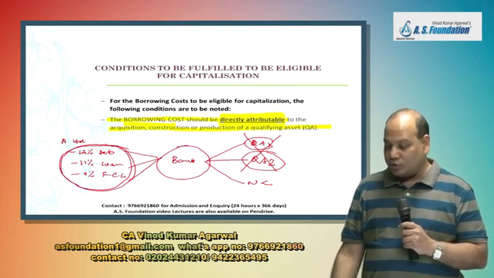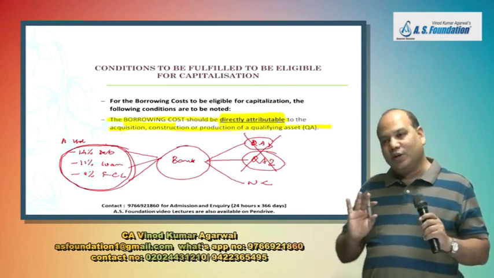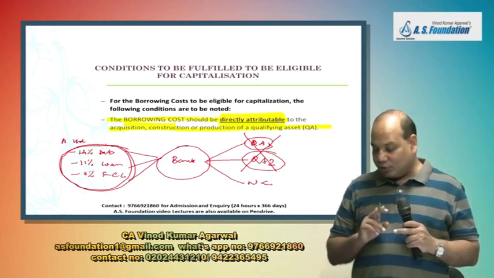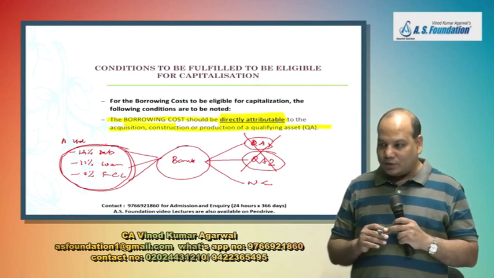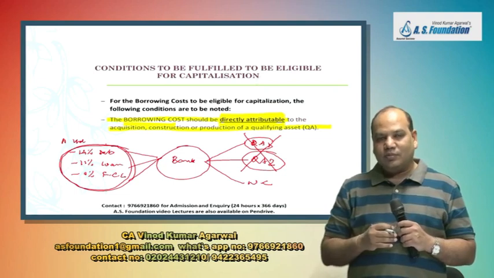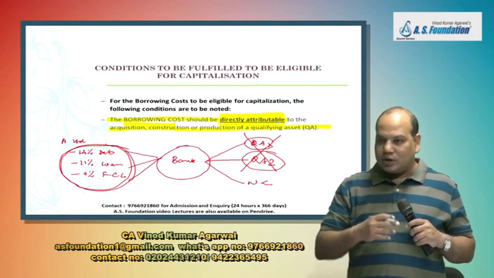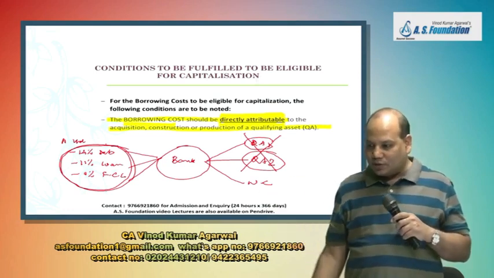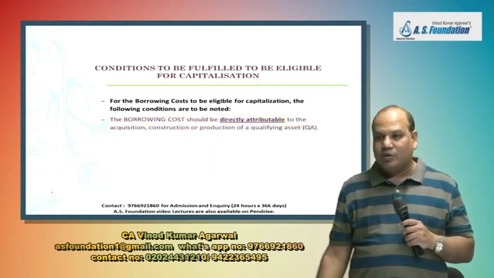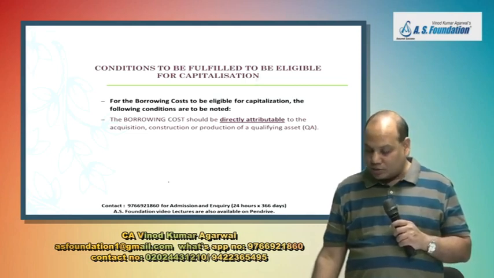So two answers are there. You will say, even if these qualifying assets were not there, my level of borrowing would have remained the same. Then the borrowing is not directly attributable to the qualifying asset. But if you say that because there is a qualifying asset, my level of loan is on a higher side, then you can say that it is directly attributable to the qualifying asset. In case of specific borrowing, this problem will not arise. But in case of general borrowing, this issue may arise.